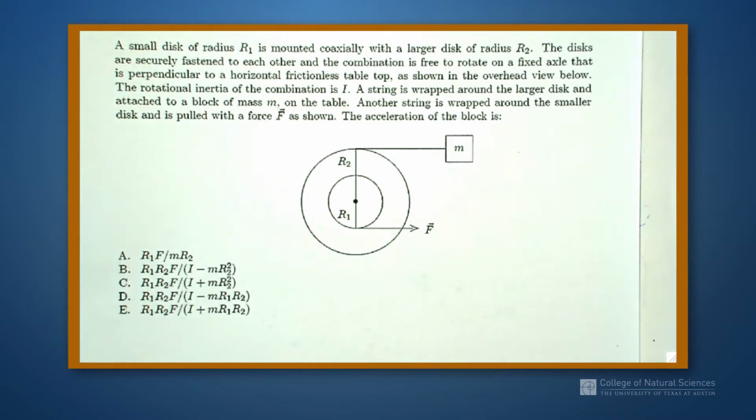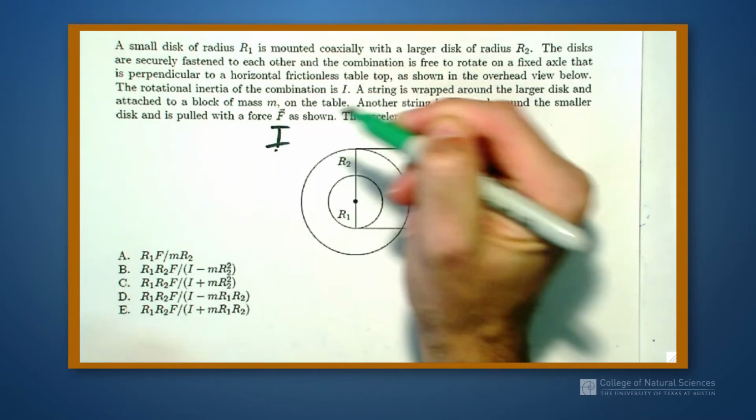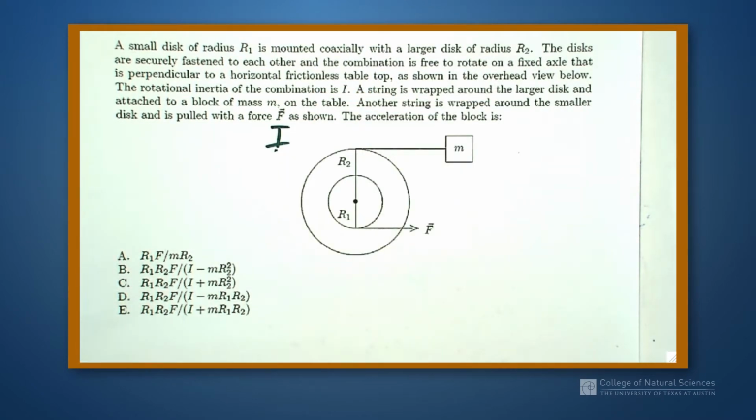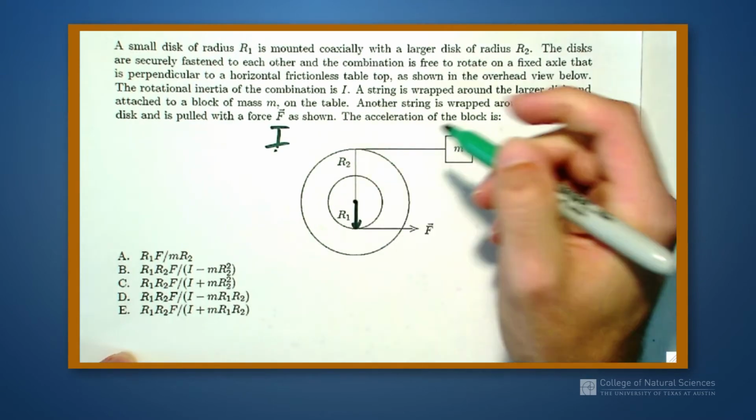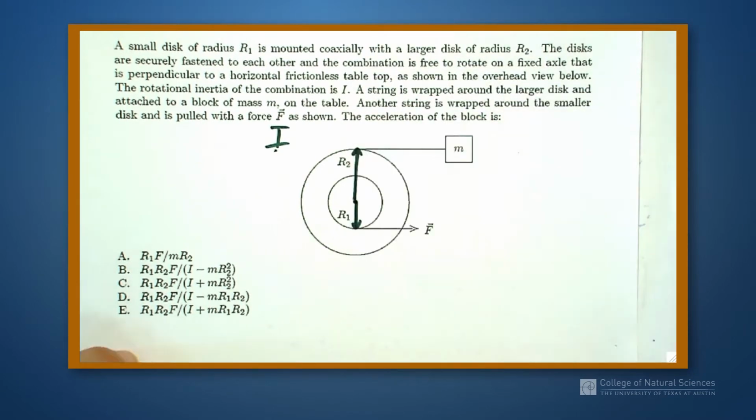The other half says the rotational inertia of the combination is I. Oh, that's cool. They give us the moment of inertia of this whole thing. It's I. Another string is wrapped around the large disk attached to a block M on the table. Another string is wrapped around the small disk and is pulled with a force F. So we have R1 pointing in this direction and R2 pointing in that direction. And we want to know what's the acceleration of the block.